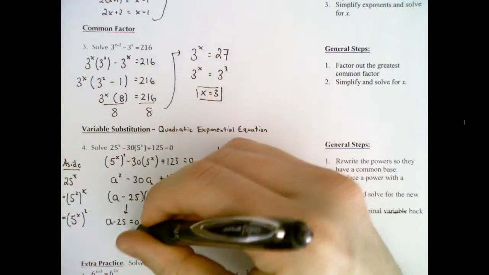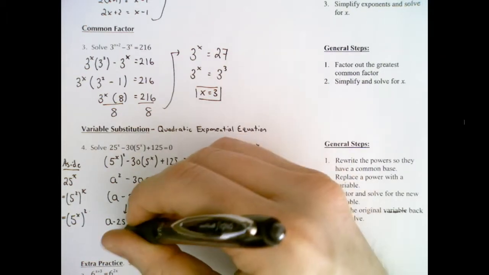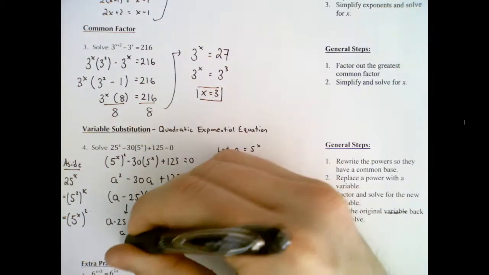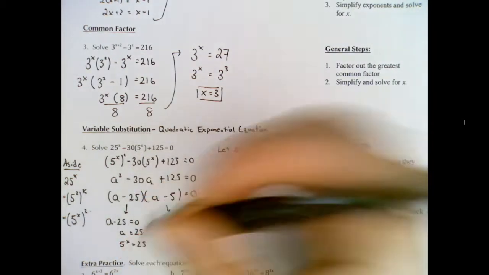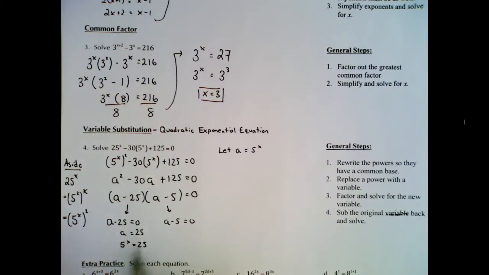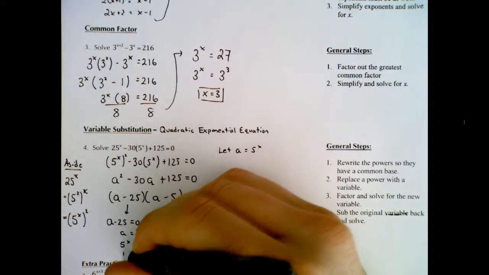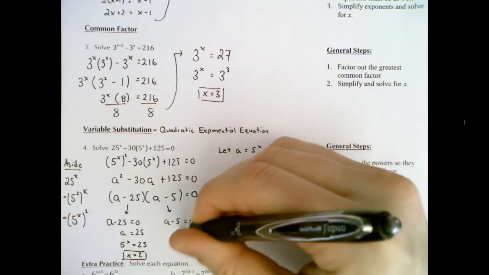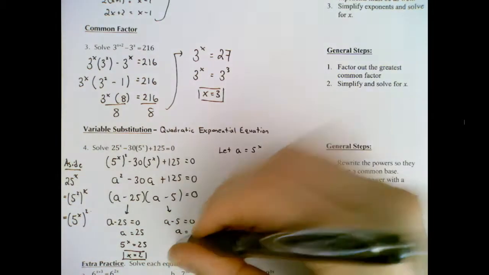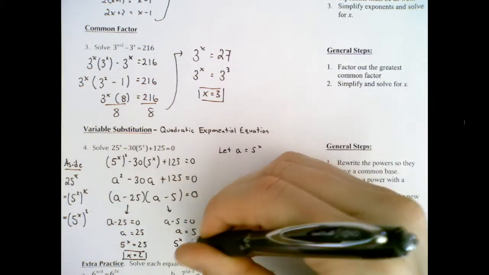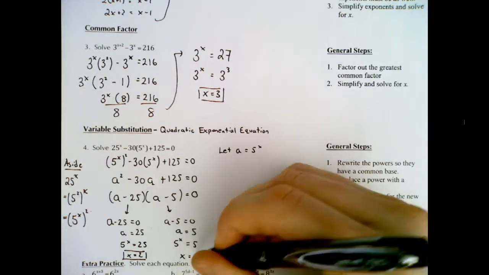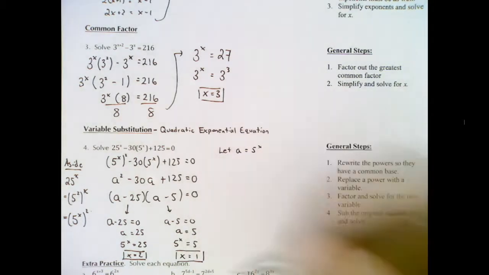Here's the first one. Add 25 to both sides. A is 25. That's not the answer because a is 5 to the exponent x. So 5 to the exponent x is 25. And the question is, 5 to the exponent what is 25? Well, 5 to the exponent 2 is 25. So x is 2. But also, if we add 5 to both sides, a is 5. But 5 to the x is what a is, so substitute it back. 5 to the x equals 5. 5 to the exponent what is 5? 5 to the exponent 1 is 5. So x is 1. All right.